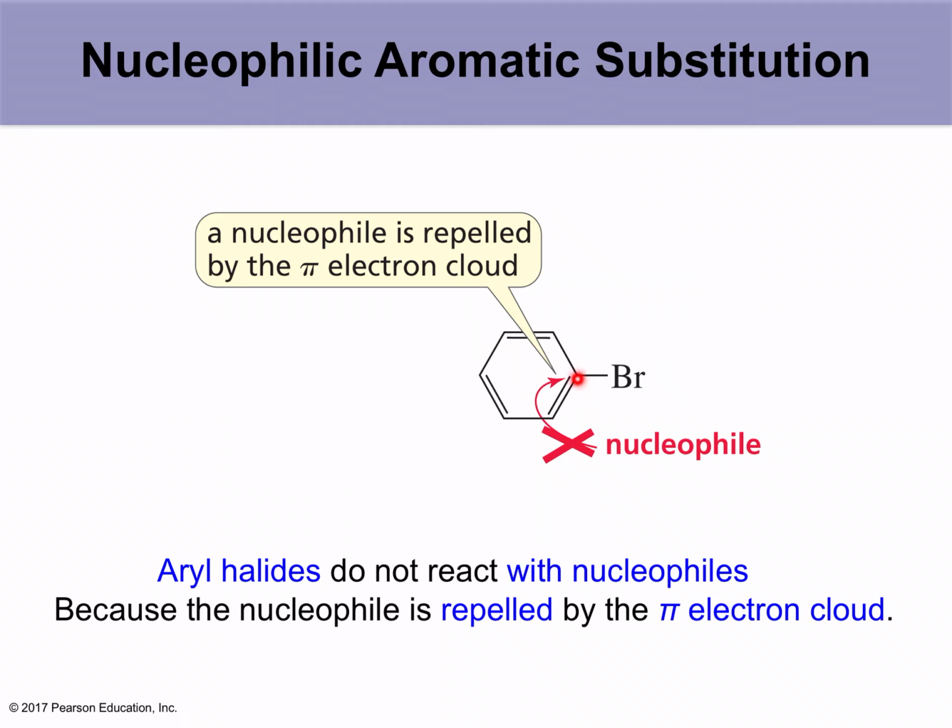Normally with an sp2 carbon, nucleophilic substitution does not take place. The nucleophile is repelled by the pi electron cloud. The nucleophile is also something electron rich. The benzene ring is also something electron rich. So they try to repel each other. So aryl halides do not react with nucleophiles because the nucleophile is repelled by the pi electron cloud. So that is why normally the benzene ring does not undergo nucleophilic substitution.